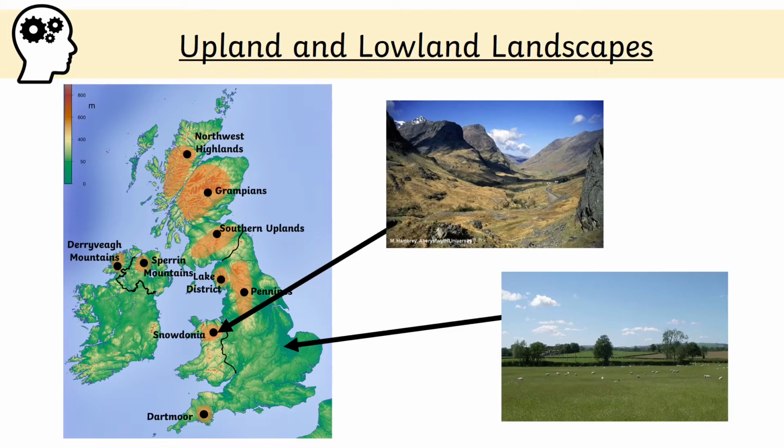Any mountain landscape created by ice is termed a glaciated upland landscape. Flatter land with low relief that has not been altered by ice is referred to as a lowland landscape. The map on the screen shows the UK's glaciated upland landscapes, and these are in orange. Any areas not in orange are referred to as lowland landscapes.